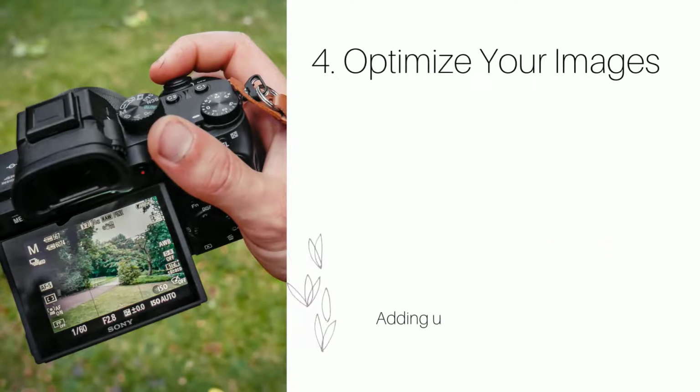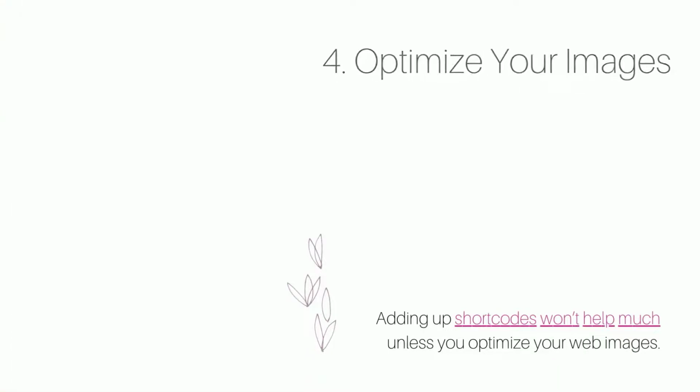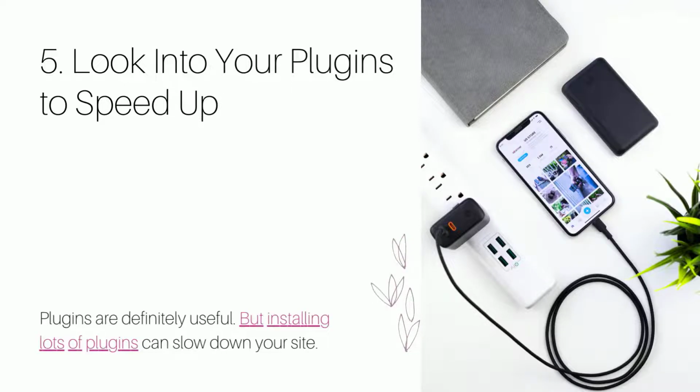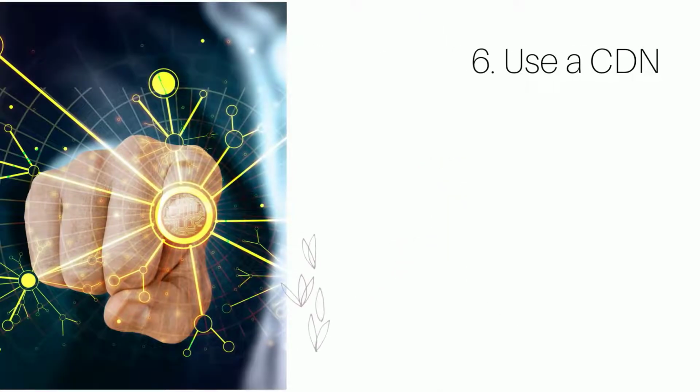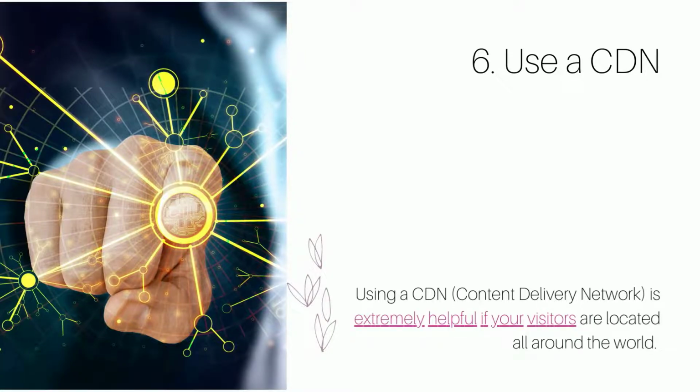Number 4. Optimize your images, as it's one of the fundamental parts to speed up your website. Number 5. Look into your plugins, as installing too many plugins can slow down your website. Number 6. Use a CDN, as it will help you reach visitors all around the world without any interruption.